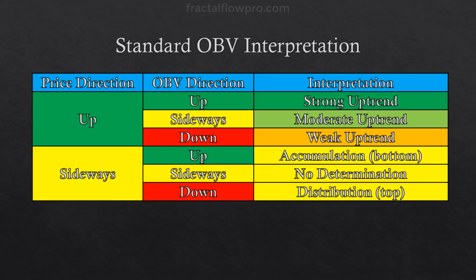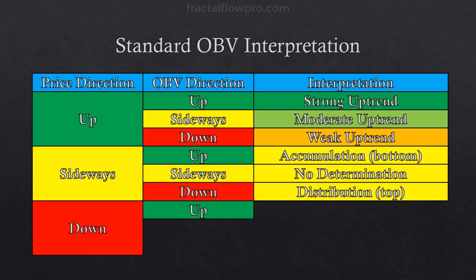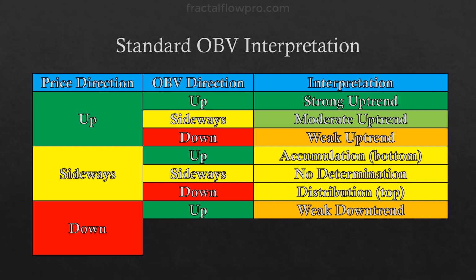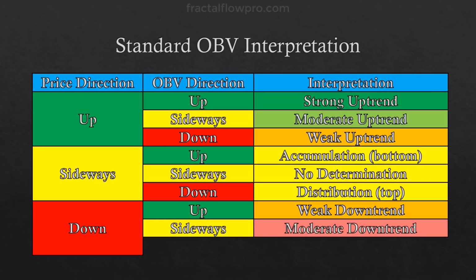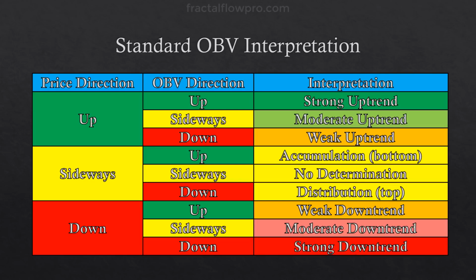When price is going down and the OBV is going up, we have a weak downtrend. When price is going down and the OBV is going sideways, we have a moderate downtrend. And when price is going down and the OBV is also going down, we have a strong downtrend.